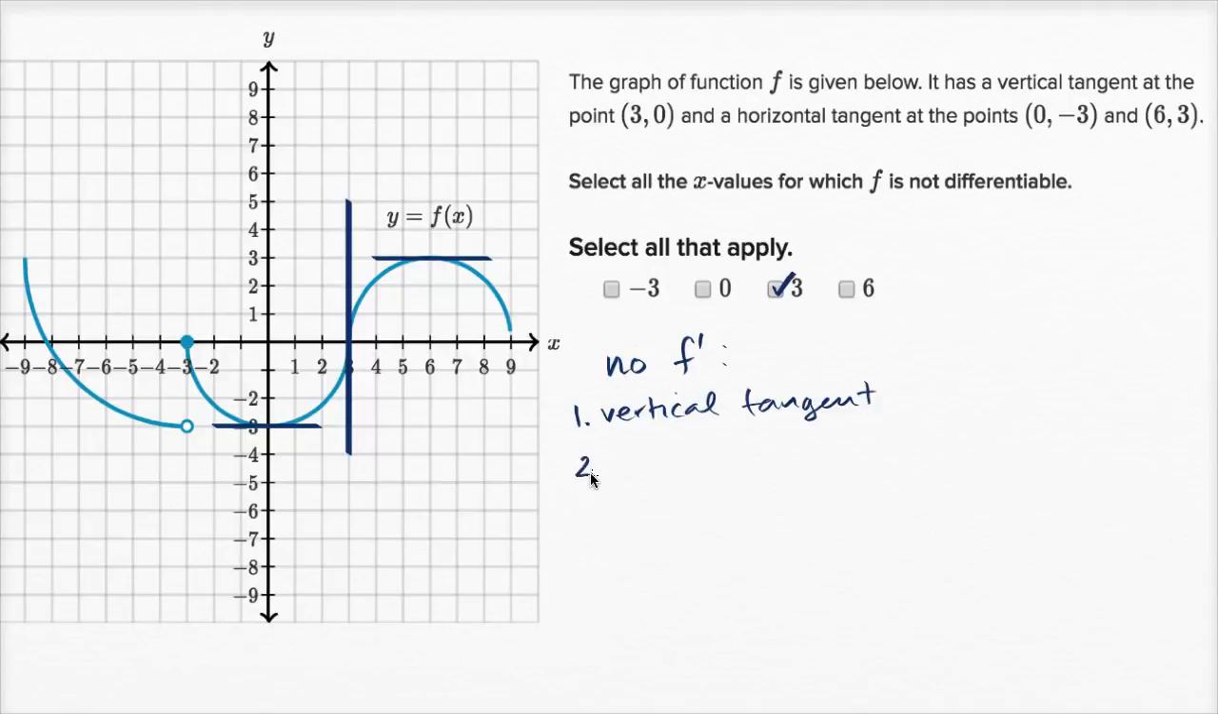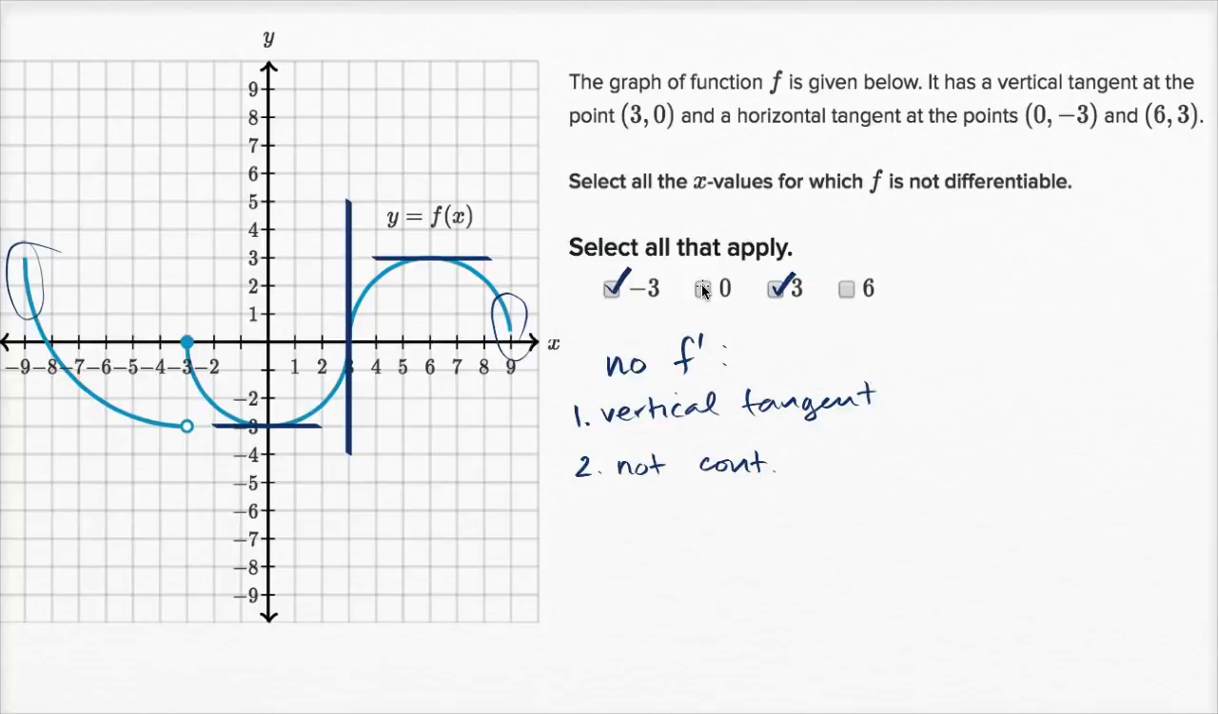What are other scenarios? Well, another scenario where you're not going to have a defined derivative is where the graph is not continuous. And we see right over here at x equals -3, our graph is not continuous. And those are the only places where f is not differentiable that they're giving us options on. We don't know what the graph is doing to the left or the right. These would be interesting cases, but they haven't given us those choices here.